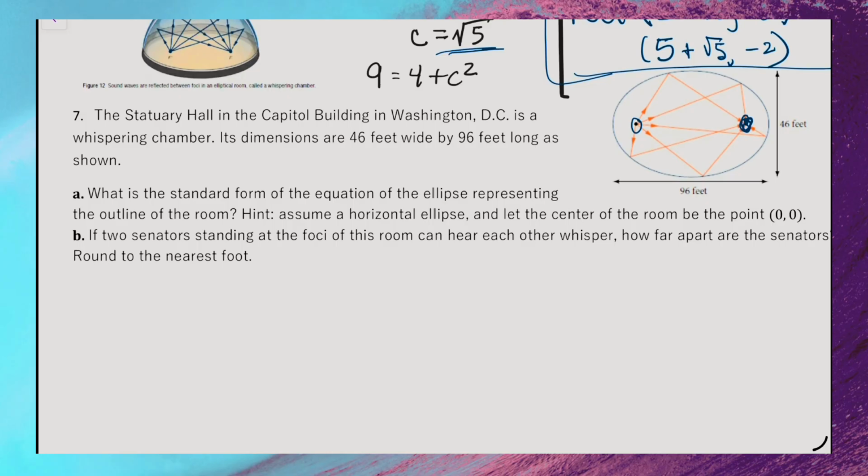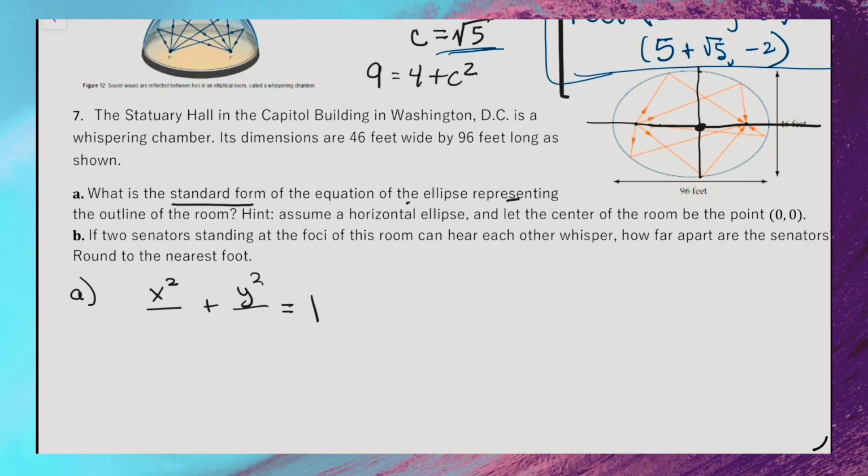Okay, all right. So what do we need to do with this? What is the standard form of the equation of this ellipse? So here's what I'm going to do. I'm going to put my y-axis right here and my x-axis right here. So the center is (0, 0), which I like because then I don't have an h to worry about and a k to worry about.